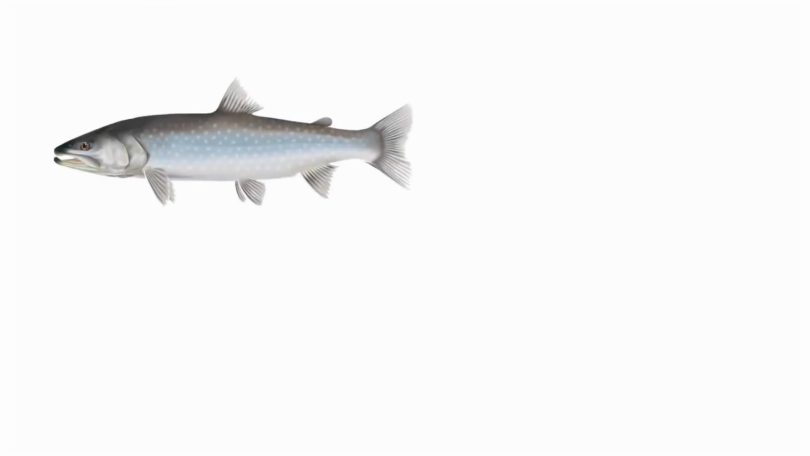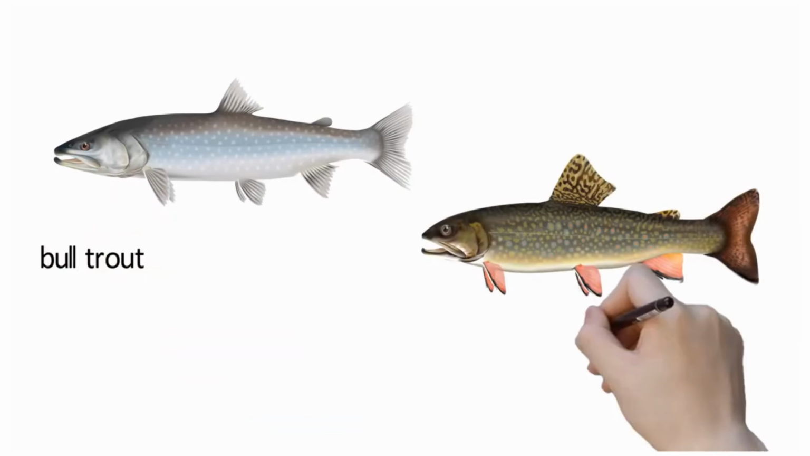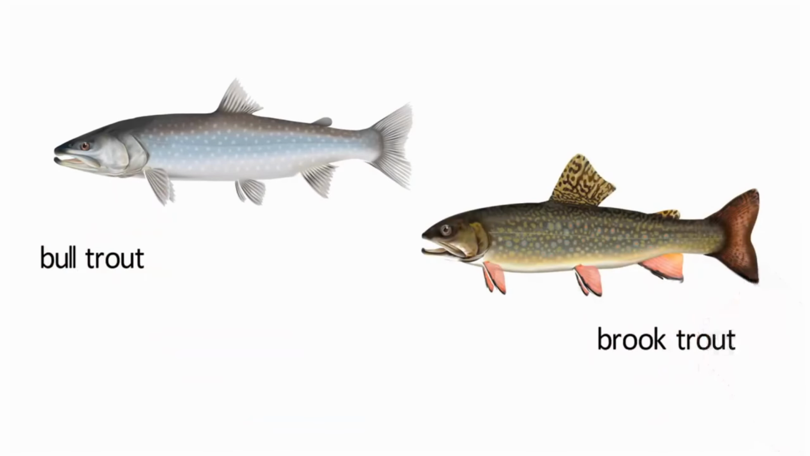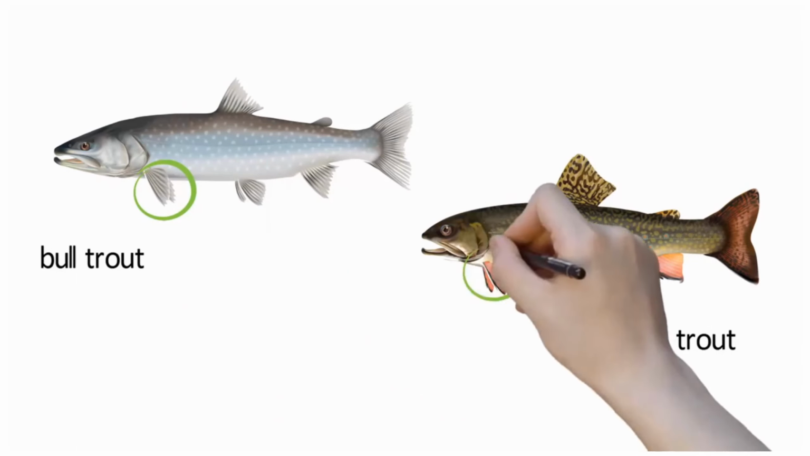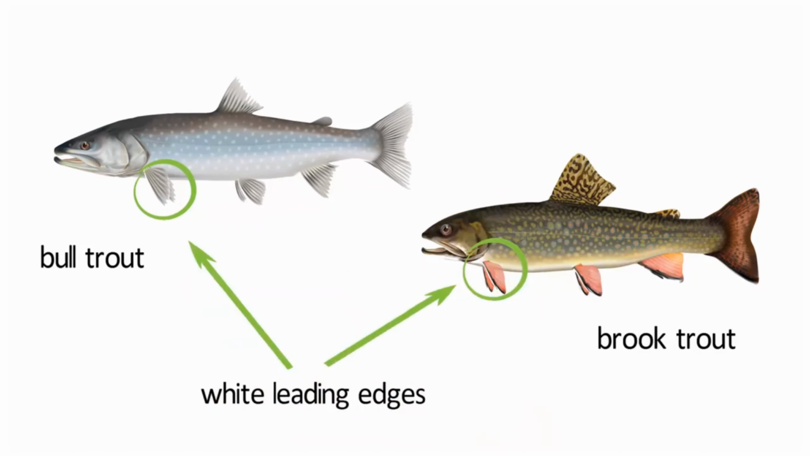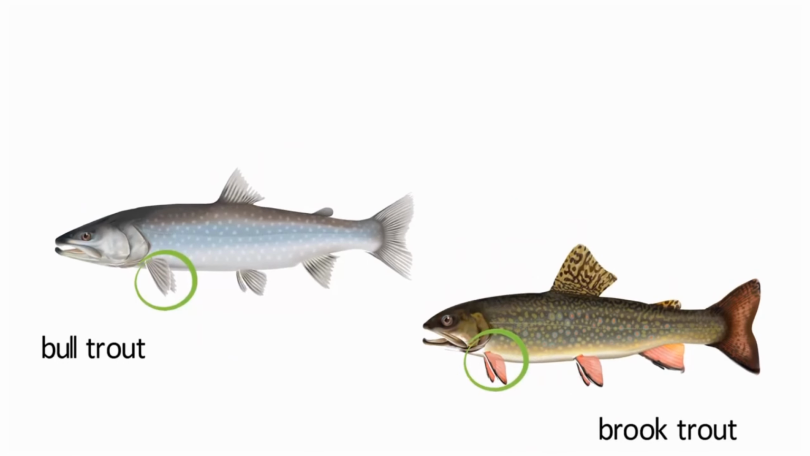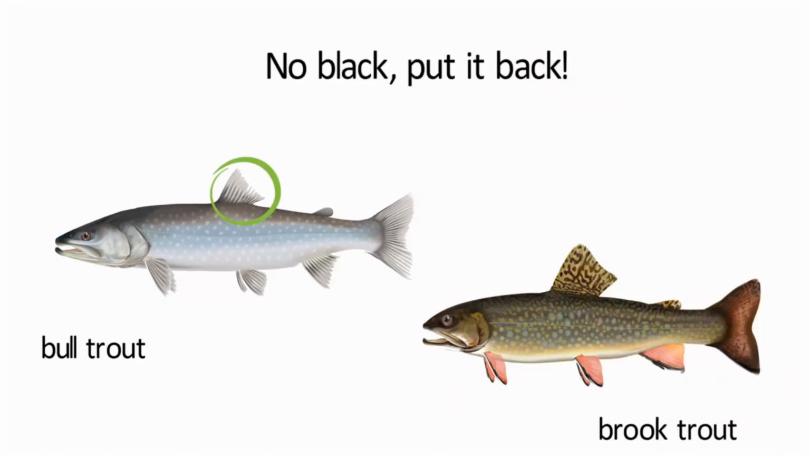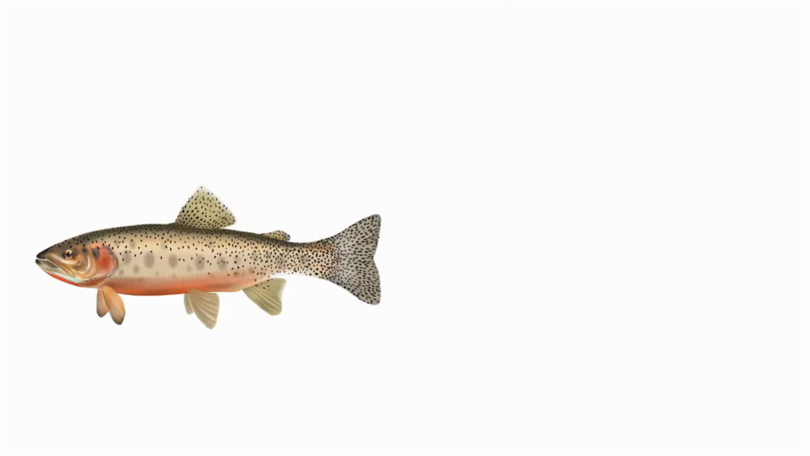There is also variation between species. Bull trout and brook trout are easily confused. They are both char species, with white leading edges on the pectoral and pelvic fins. Bull trout have white spots on the body and do not have any black markings on the dorsal fin. No black, put it back, is an easy way to avoid harvesting a bull trout by mistake.